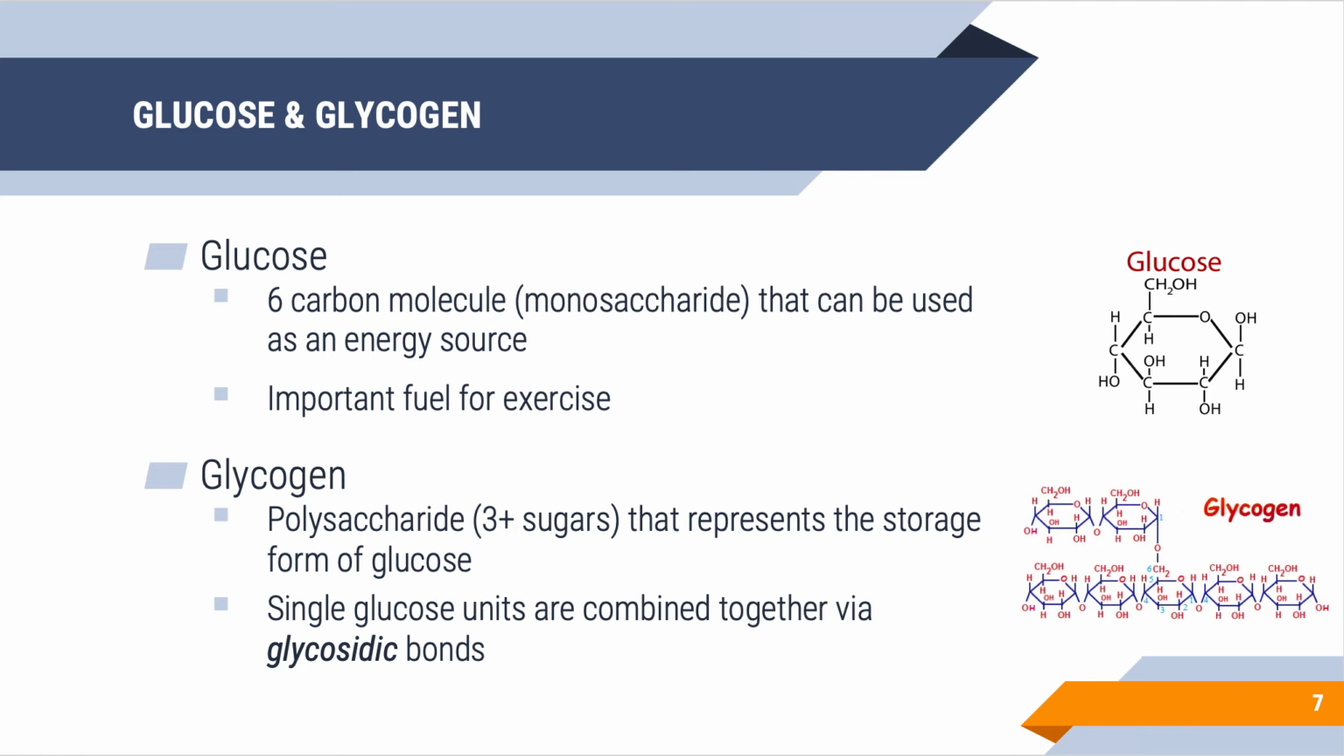So first I want to talk about glucose and glycogen. Glucose is a 6-carbon molecule, can be used as an energy source, and we know it's important as a fuel for exercise, whether that is the onset of exercise or during high intensity exercise bouts. Alternatively, glycogen is basically the storage form of glucose, so it's a polysaccharide, meaning it's comprised of 3 or more sugars, and again, it represents that storage form of glucose, where we actually have individual glucose molecules attached to one another via glycosidic bonds.